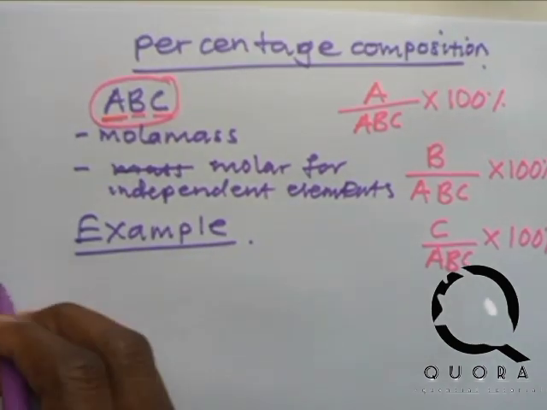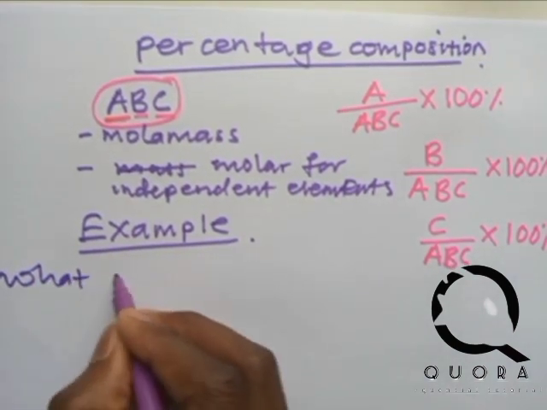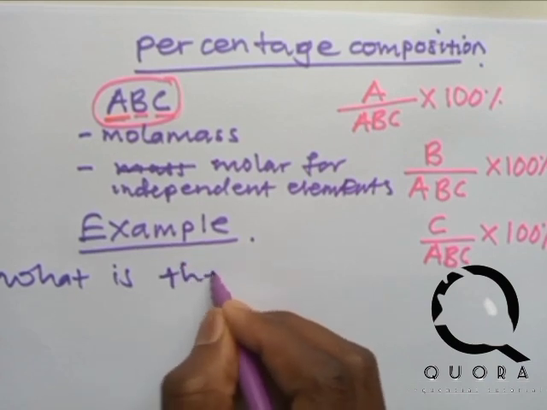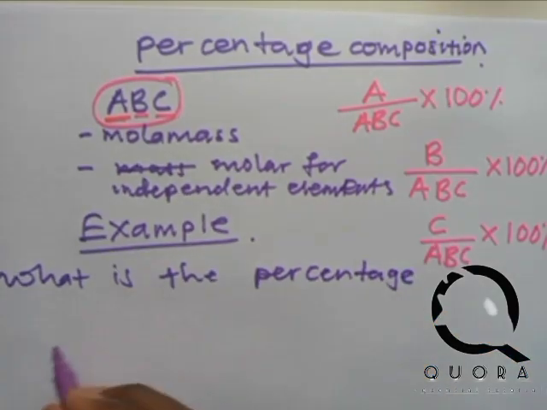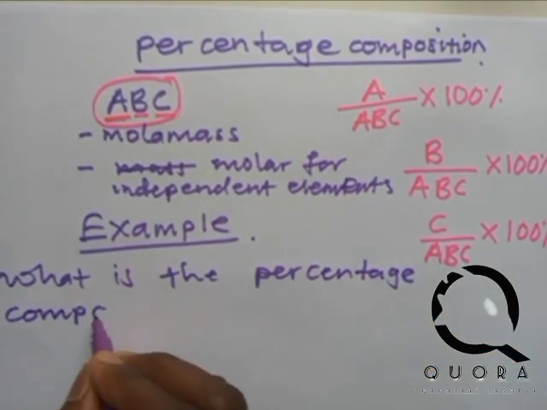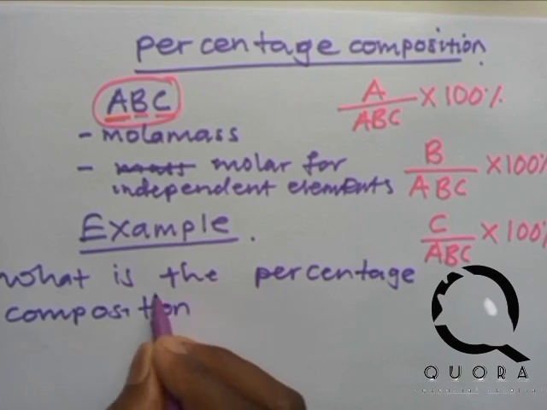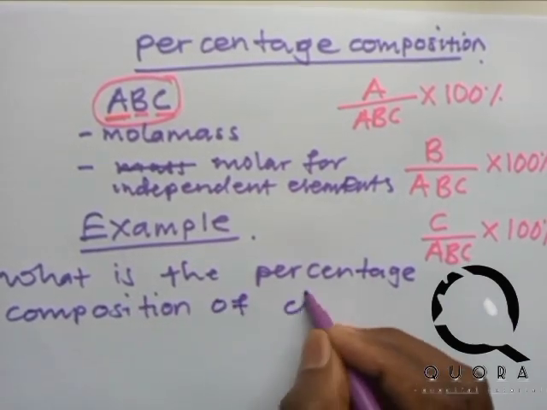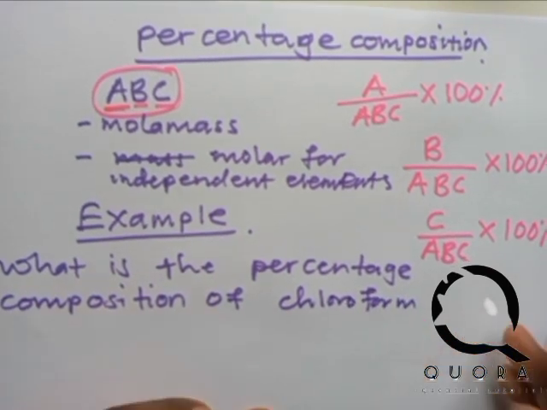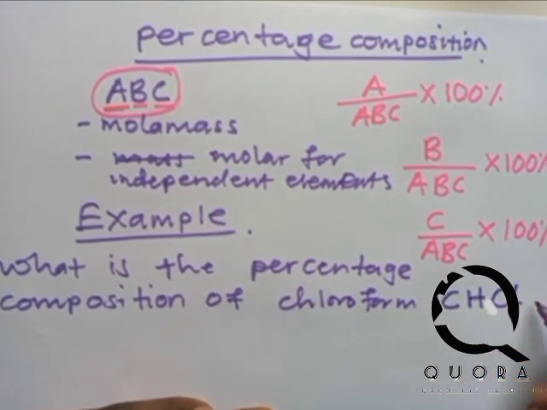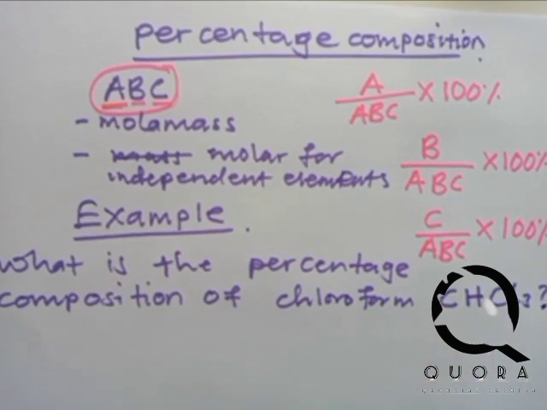Let me try to solve a simple example based on this. Okay, so my simple example can go like this. What is the percentage composition of chloroform? Chloroform has been given this formula, CHCl3.